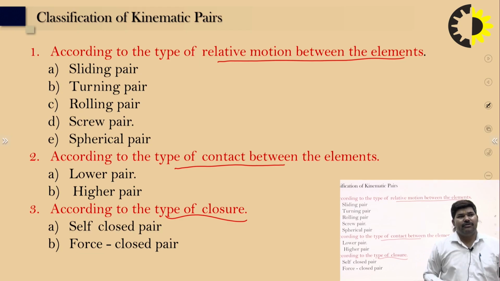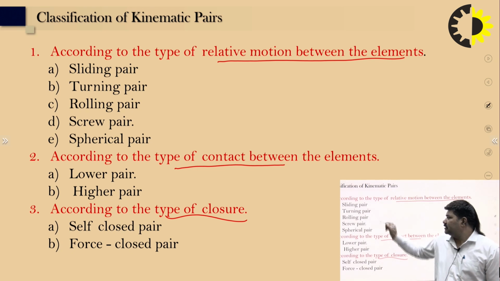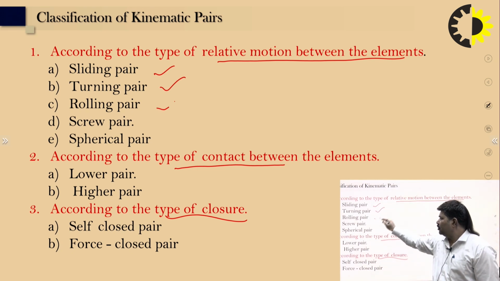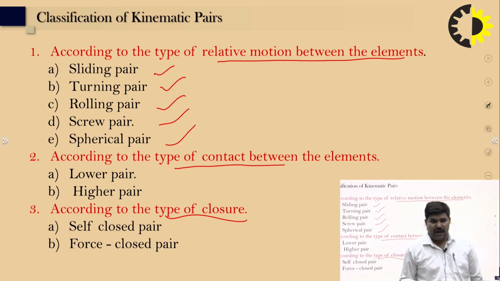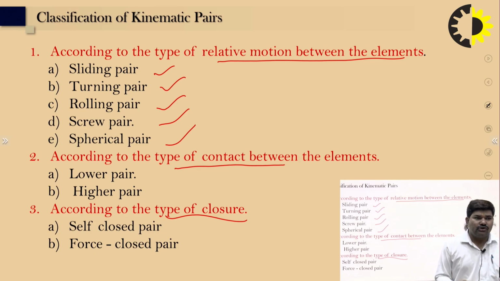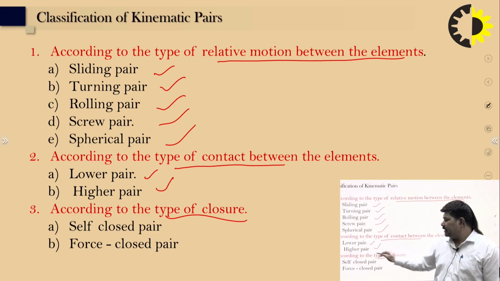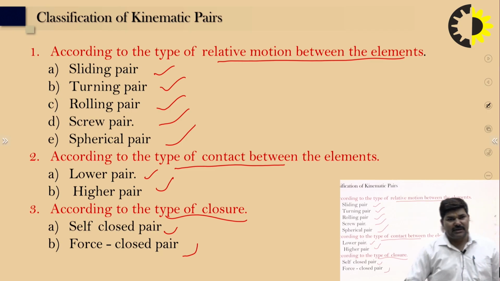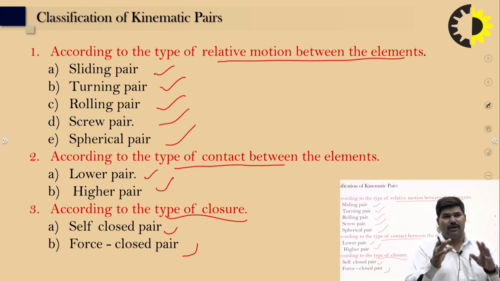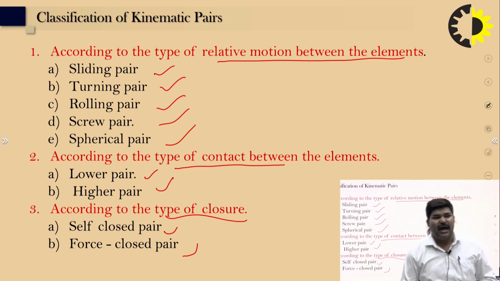On the basis of the relative motion between the elements, there are 5 subcategories: the sliding pair, turning pair, rolling pair, screw pair, and spherical pair. I will discuss them one by one in the next slides. In case of contact between the elements, there are the lower pair and the higher pair. According to the type of closure, there are the self close and the force close. So these are the basic criteria of the kinematic pairs, and on the basis of them you can find out whether a pair is a lower pair or higher pair. I will discuss what the lower pair and higher pair are also.